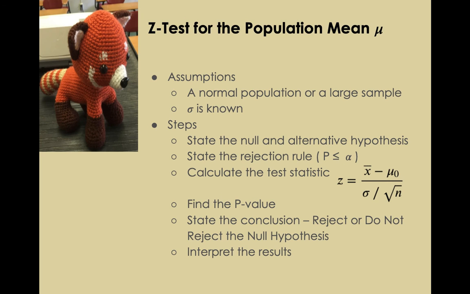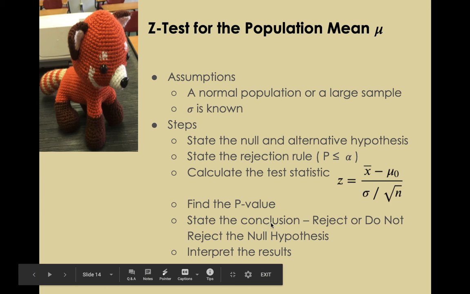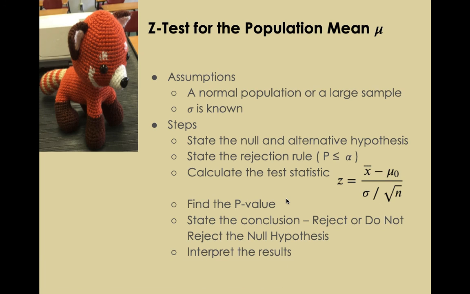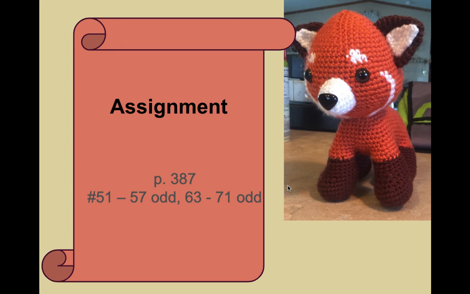If you look at the steps, we need a normal population or a large sample. We need to know sigma. That's the same. State the null and alternative hypothesis. Yep. State the rejection rule. Then we calculate the test statistic and use this to find the p-value. And then we compare this p-value to the significance level of the test to reject or not reject the null hypothesis, and then we interpret this. It's just another way to do this. You should get the same result in terms of whether you reject or do not reject the null hypothesis, no matter which way you go with it. It depends on how you like doing it. So let's give this a try.